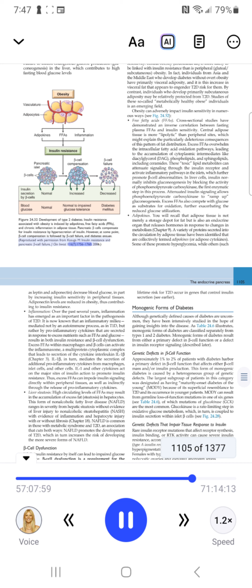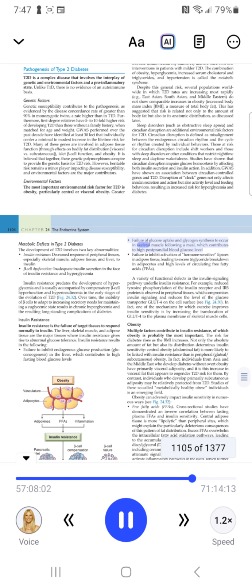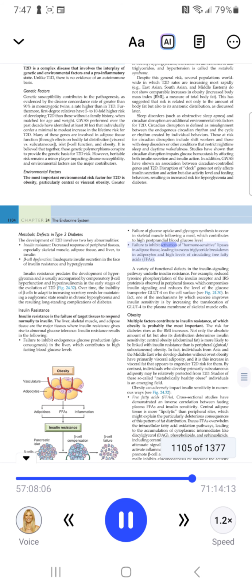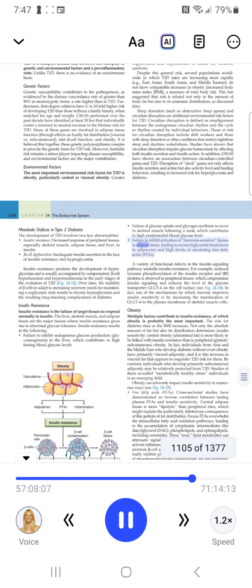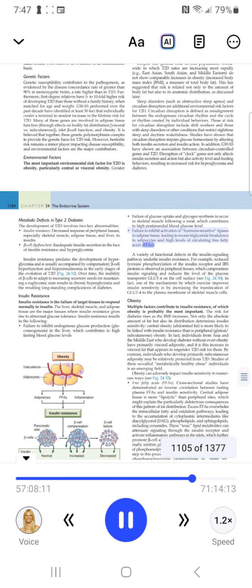1756-1760. Failure of glucose uptake and glycogen synthesis to occur in skeletal muscle following a meal, which contributes to high postprandial blood glucose level. Failure to inhibit activation of hormone-sensitive lipases in adipose tissue, leading to excess triglyceride breakdown in adipocytes and high levels of circulating free fatty acids, FFAs.